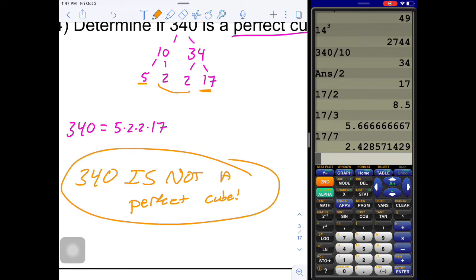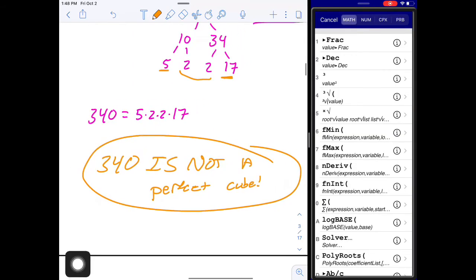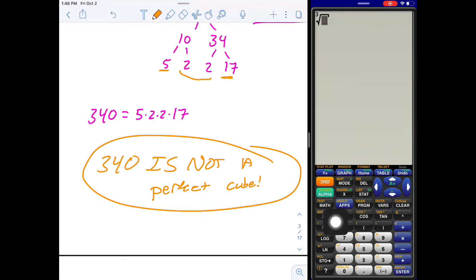Okay, and we can check that. How do I cube root something in my calculator? So what you're going to do is press math, and you're going to have an option to do cube root here, which is usually number 4. Okay, your calculator is obviously going to look a little different. And then you can cube root 340, and you're going to get a decimal number.